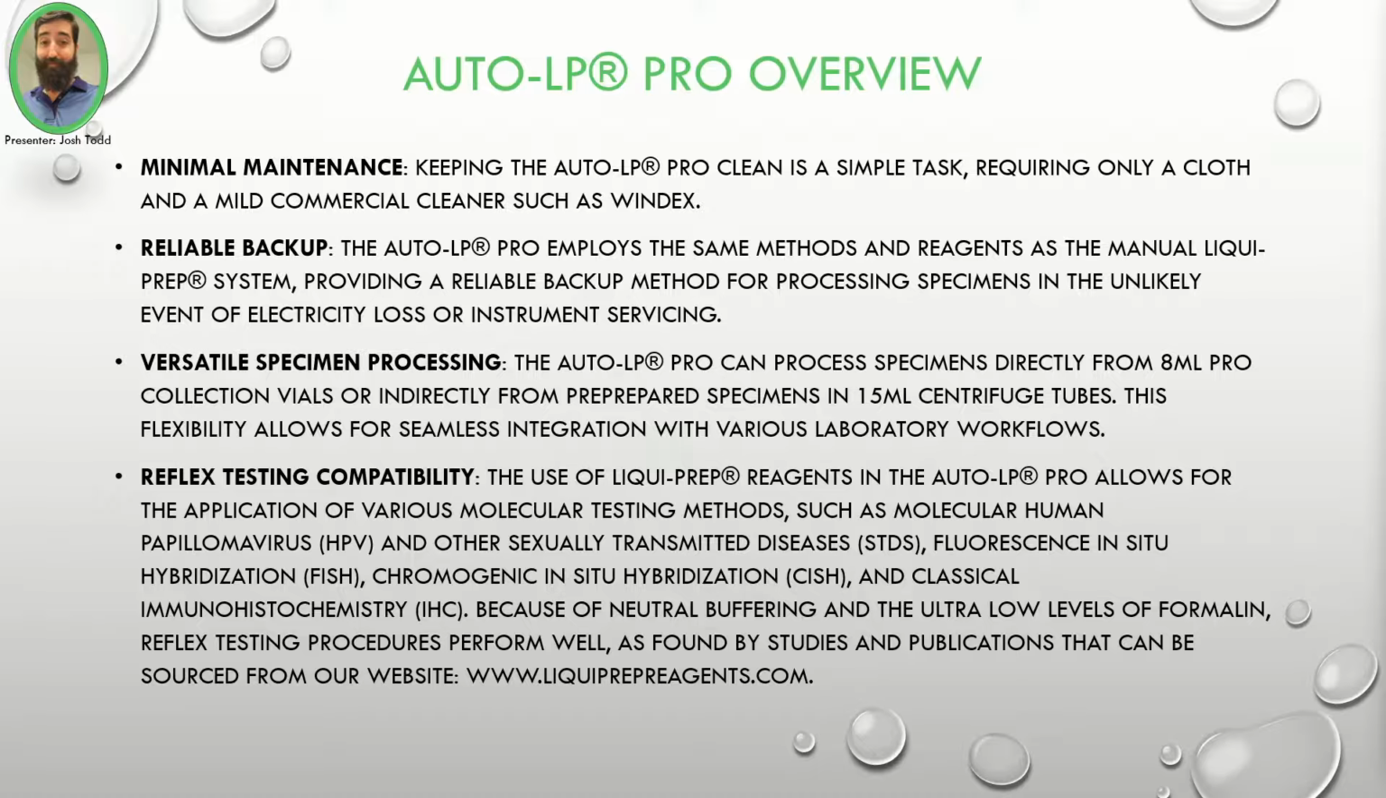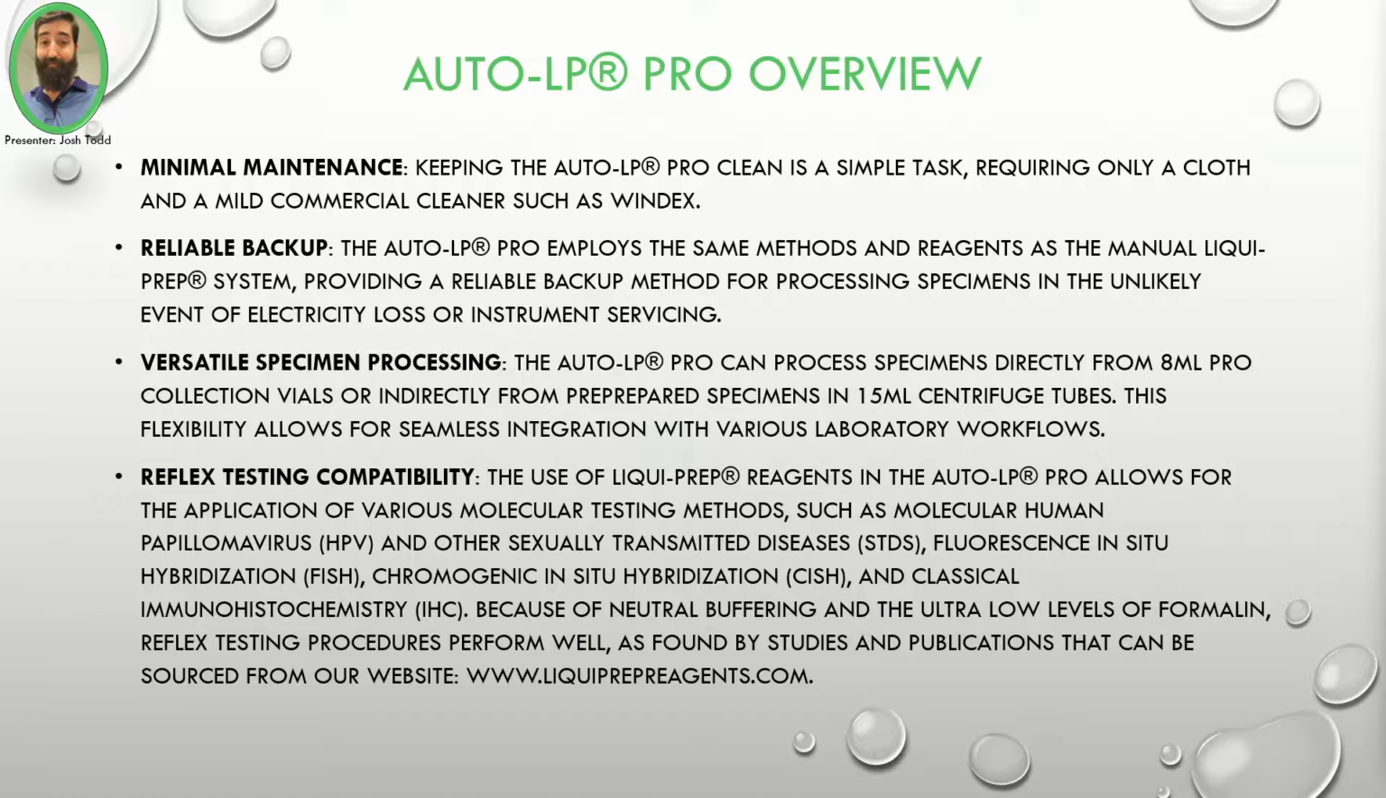Reliable backup. The AutoLP Pro employs the same methods and reagents as the manual liquid prep system, providing a reliable backup method for processing specimens in the unlikely event of electrical loss or instrument servicing. Versatile specimen processing. The AutoLP Pro can process specimens directly from 8mm Pro collection vials or indirectly from pre-prepared specimens in 15mm centrifuge tubes. This flexibility allows for seamless integration with various laboratory workflows.